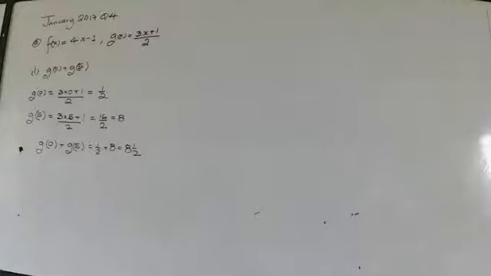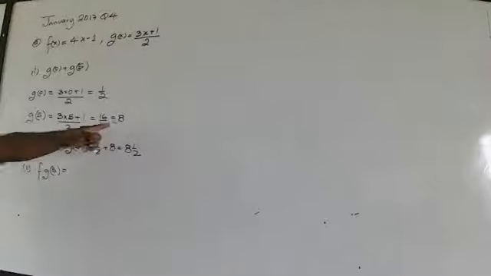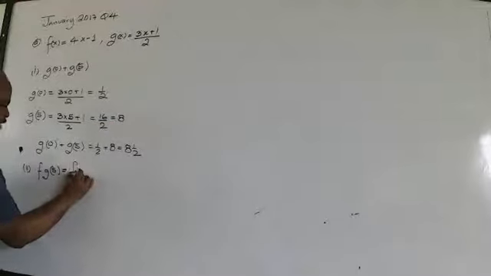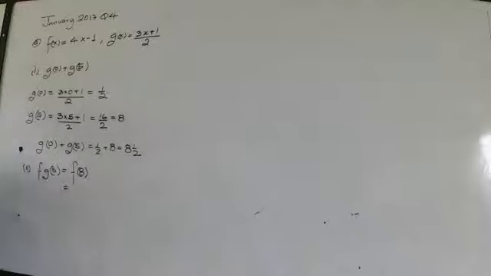Next, we are asked to find f of g of 5. Now, if someone already found g of 5, what is g of 5? 8. So f of g of 5 is the same as saying f of 8. Do you agree? Yes, sir. G of 5 is what?